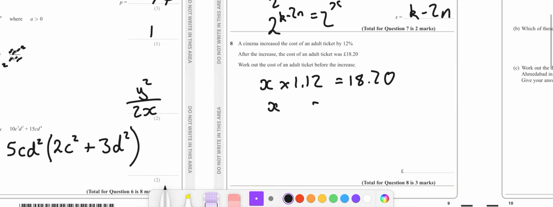So x equals £18.20 divided by 1.12, which is 16.25. That is the cost of the adult ticket before the increase.